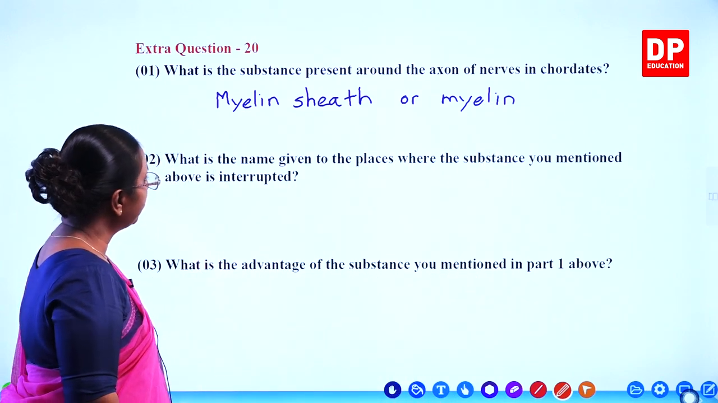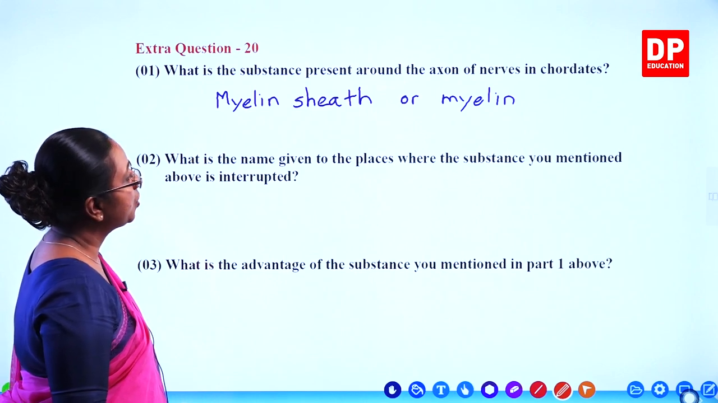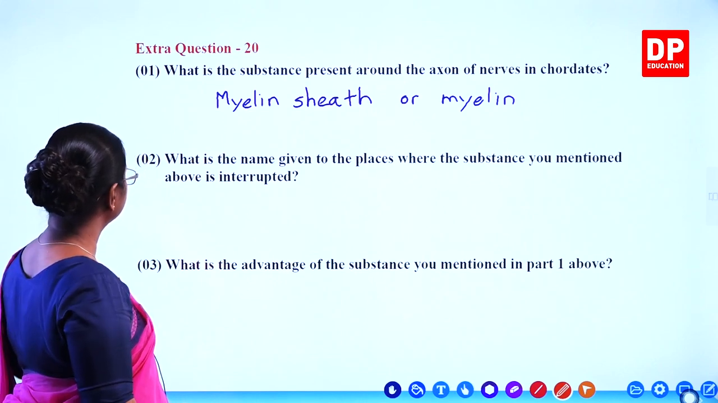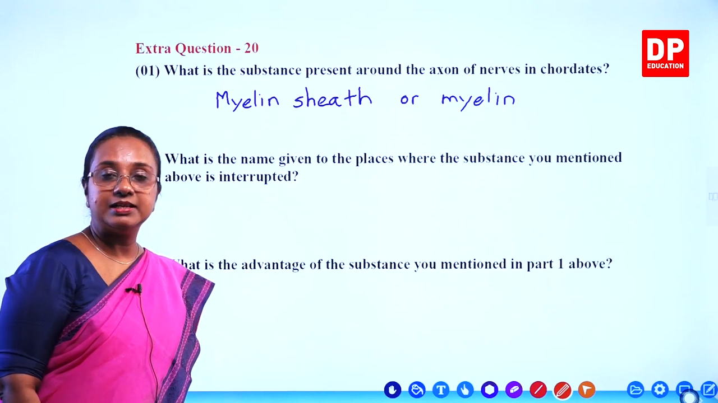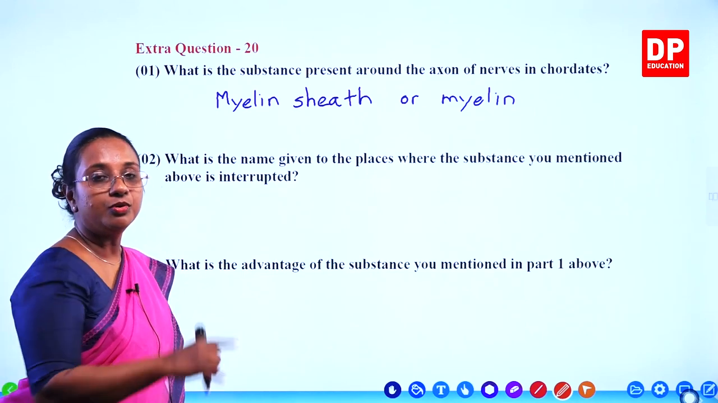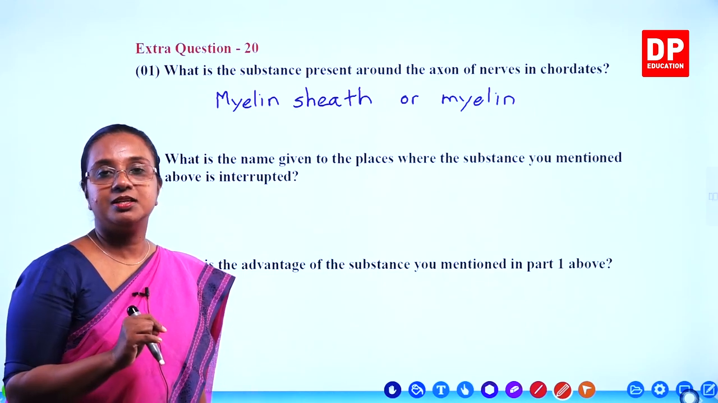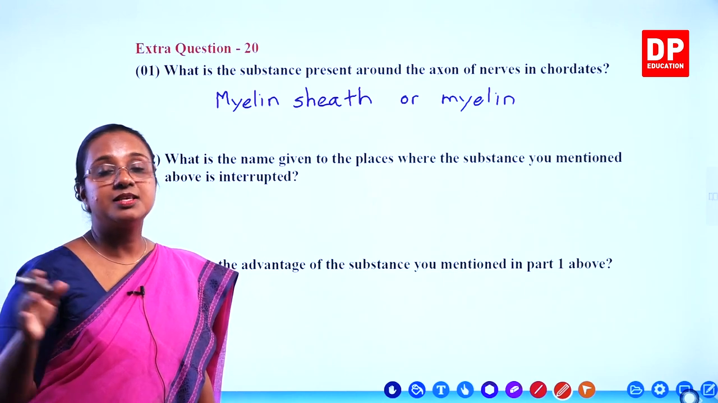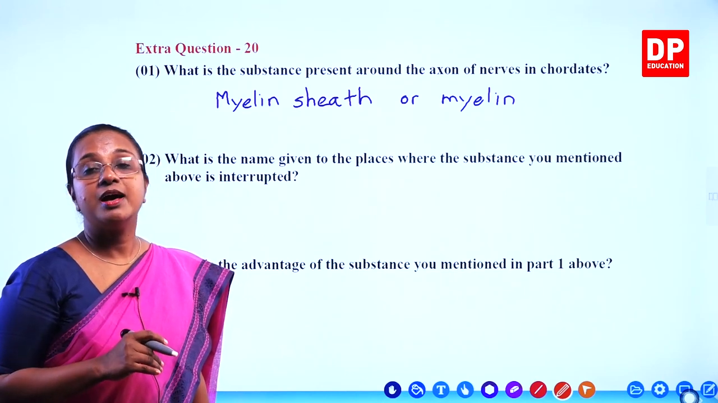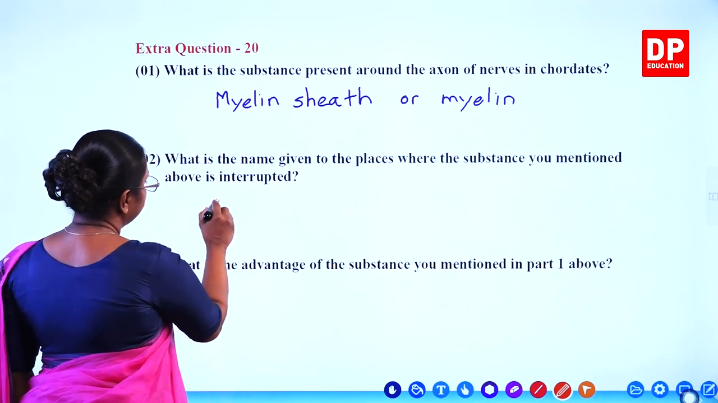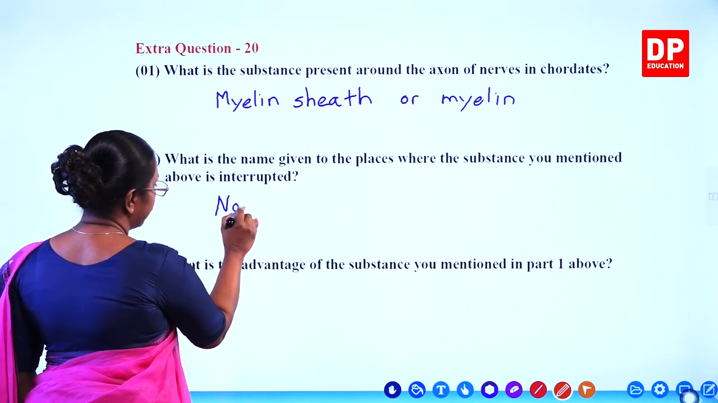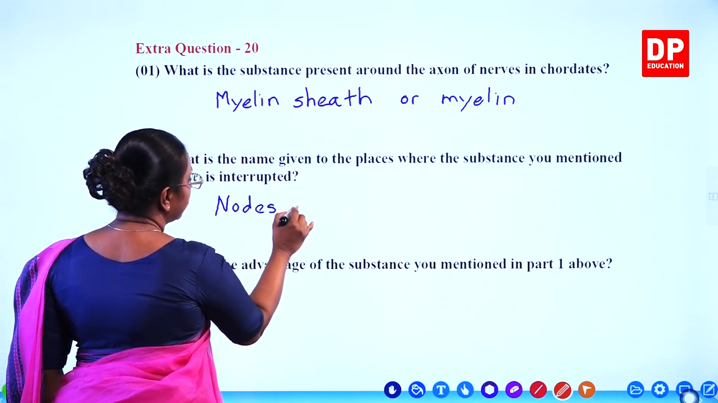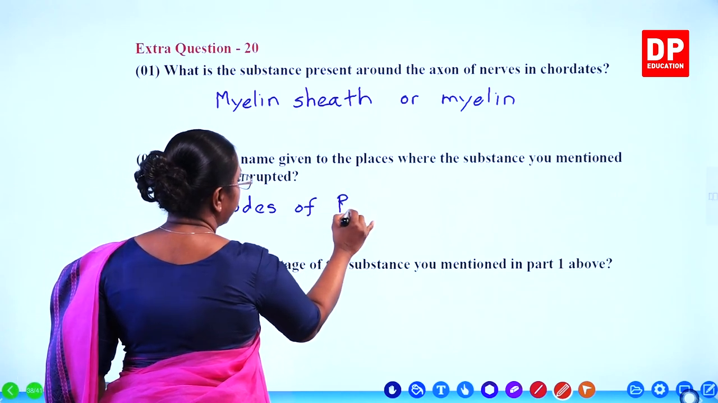What is the name given to the places where the substance you mentioned above is interrupted? You all know the myelin sheath is not continuous and the spaces are called node of Ranvier. So here you have to write the answer as nodes of Ranvier.